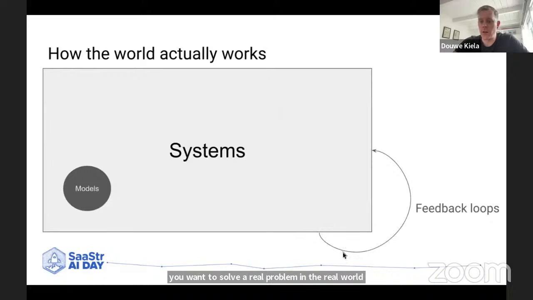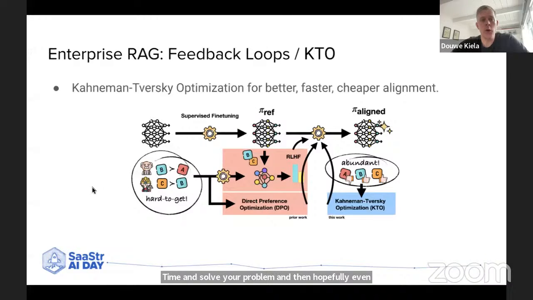And then obviously the other thing that really matters is these feedback loops. So you want to make sure that this system together with this model can actually be optimized and get better over time and solve your problem, and then hopefully even keep improving over time. So at my company, Contextual, we are really obsessed with enterprise RAG and thinking about it from this systems perspective with feedback loops. We've done some innovations that are actually open source, so you can use all of this yourself. All the papers, all the details are out there.